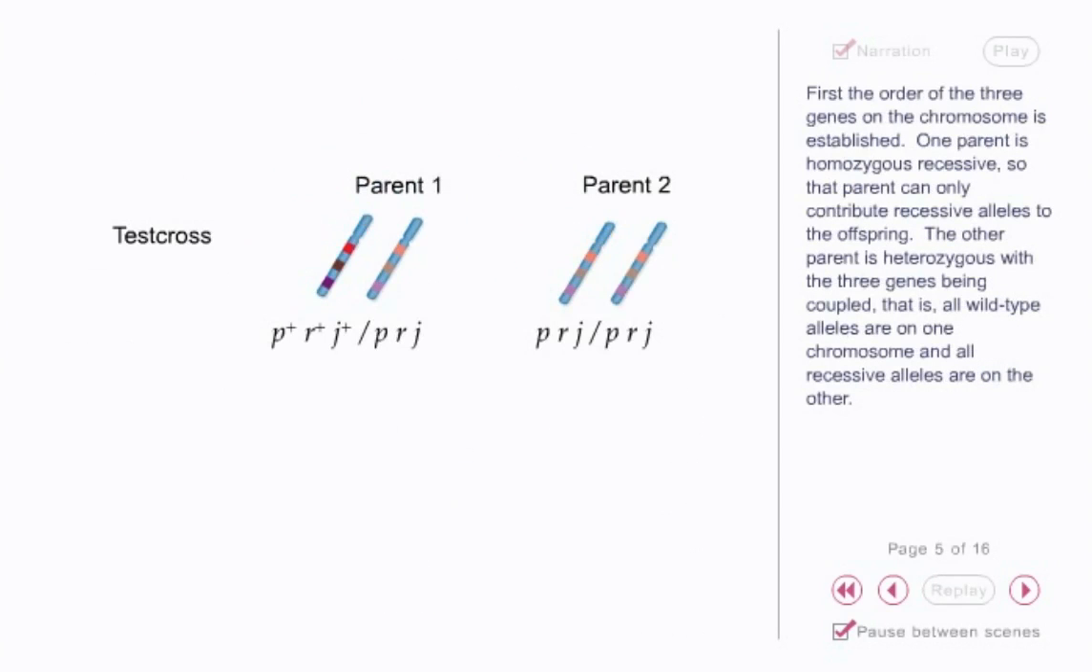First, the order of the 3 genes on the chromosome is established. One parent is homozygous recessive, so that parent can only contribute recessive alleles to the offspring. The other parent is heterozygous, with the 3 genes being coupled, that is, all wild-type alleles are on one chromosome and all recessive alleles are on the other.